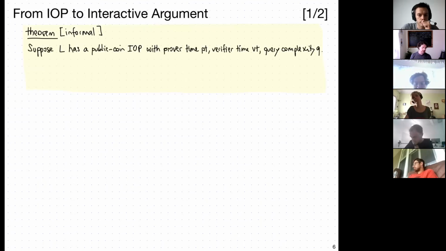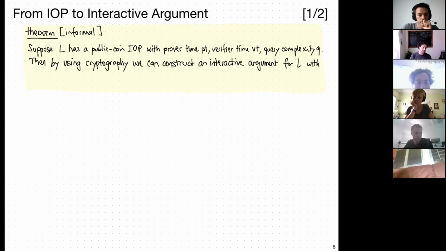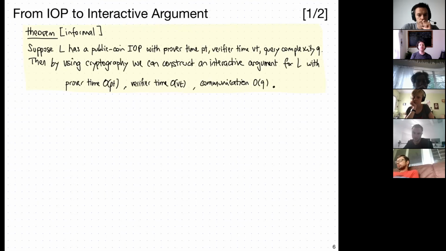So suppose that I have this language that has some public coin interactive oracle proof, and it has a certain prover time, verifier time, and query complexity. The gist is that we can compile the same IOP into an interactive argument with roughly the same parameters as before. The prover time would roughly be the same, the verifier time would roughly be the same, and the main challenge would be to trade off query complexity Q to communication of Q. And this is quite analogous to what we had before.